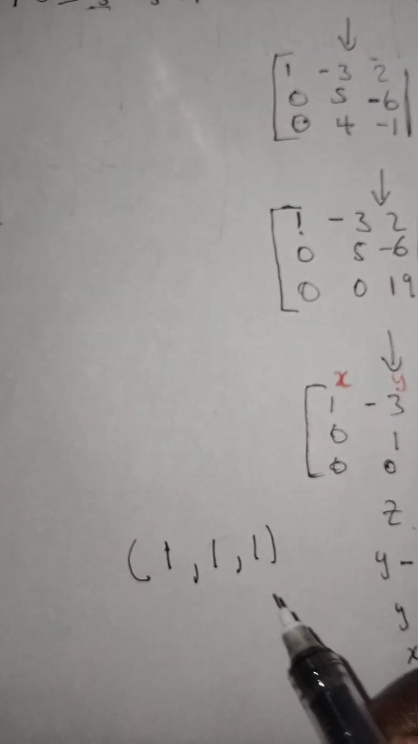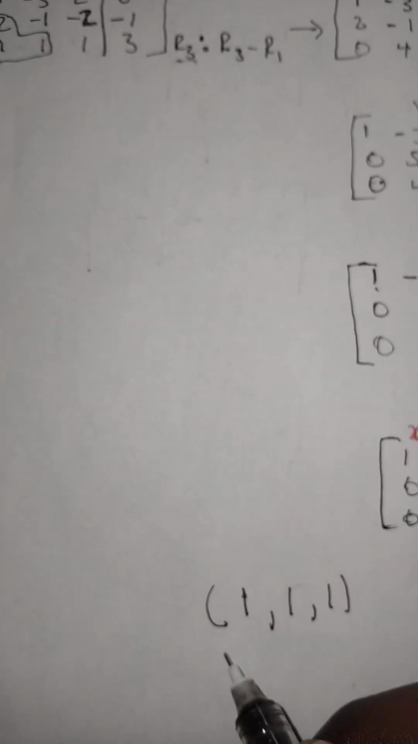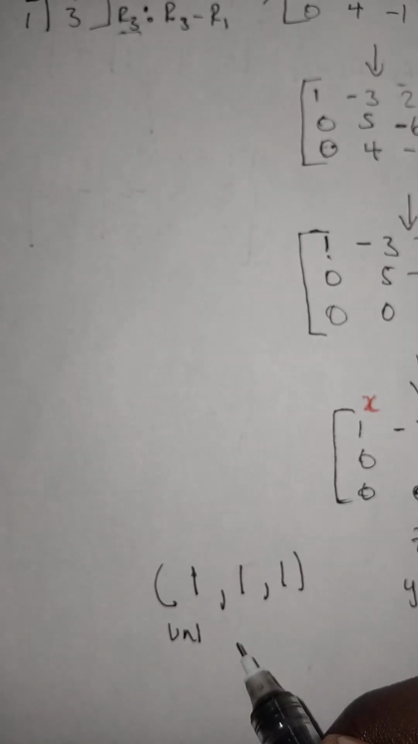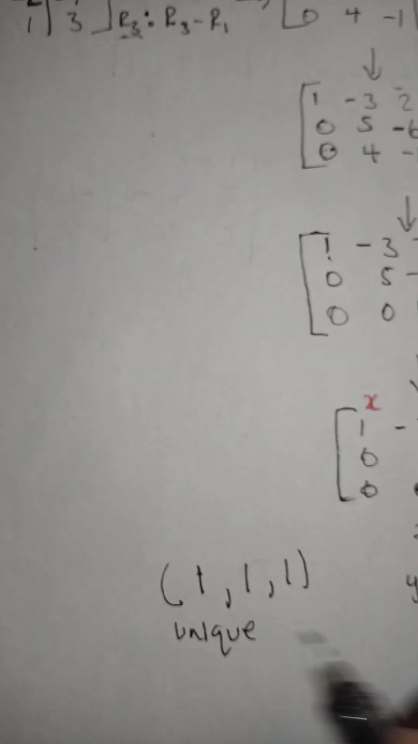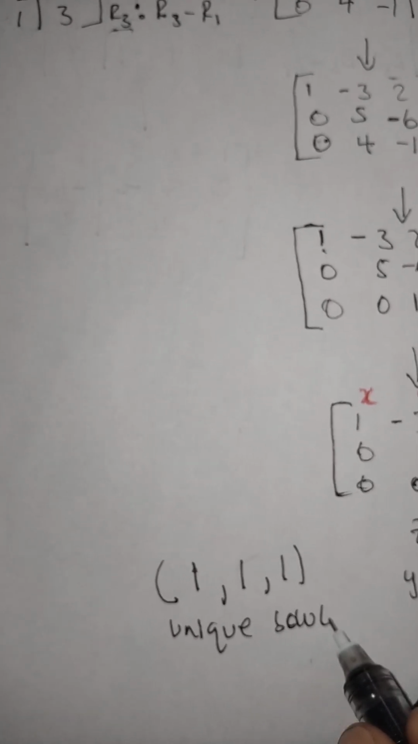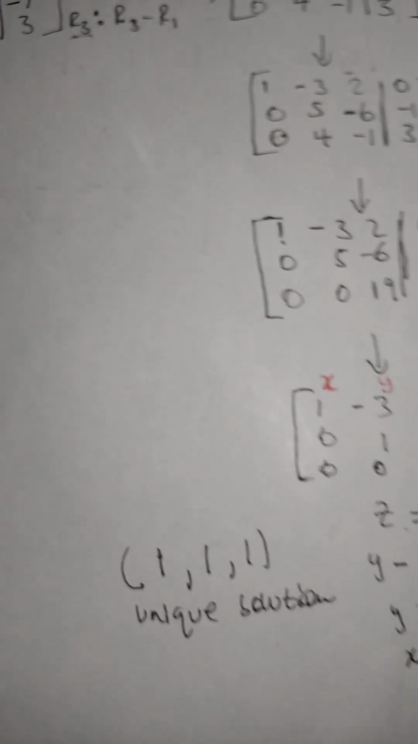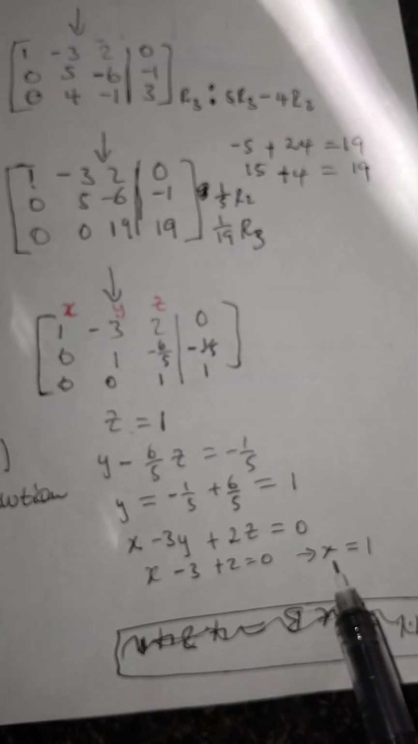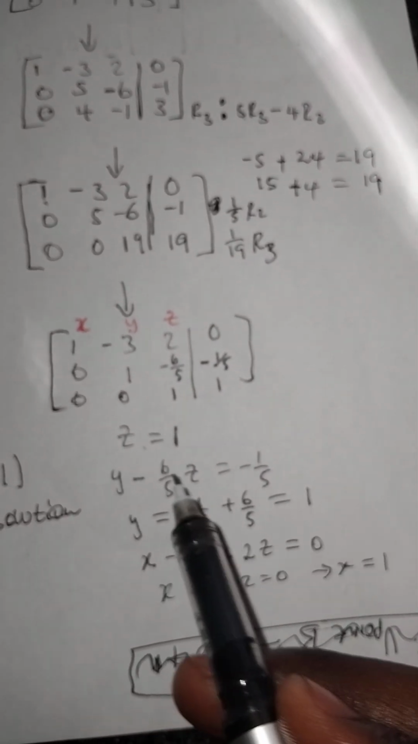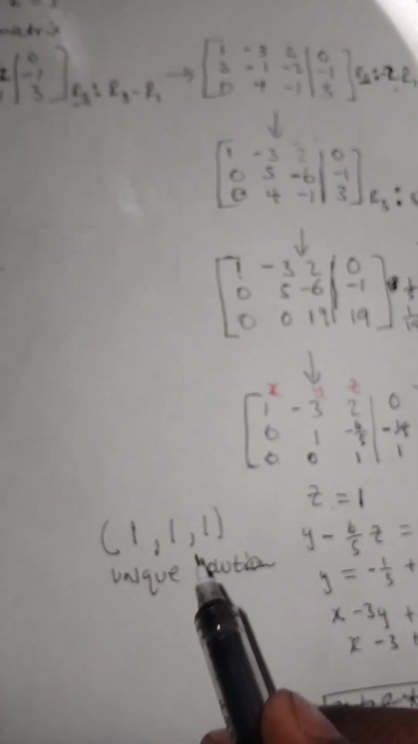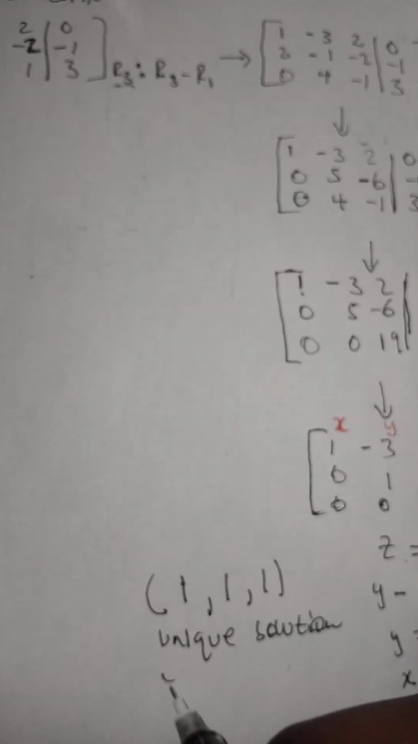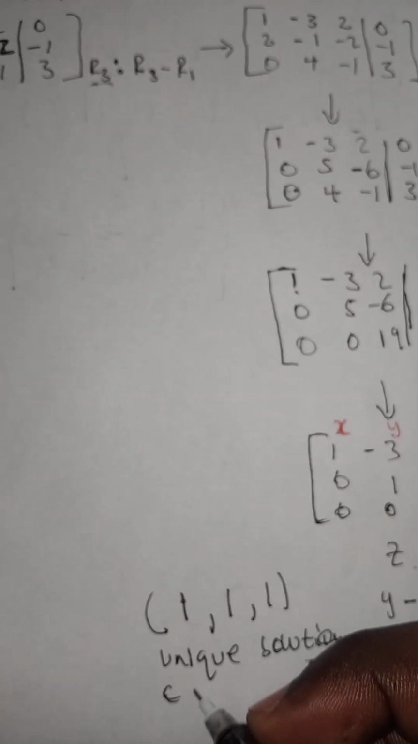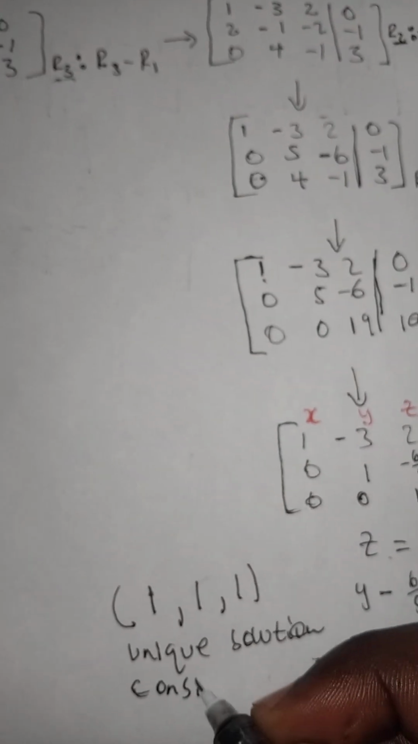This type of solution is consistent. It's what we call a unique solution because it consists of only one solution. There's only one value of x, only one value of y, and only one possible value of z. So it's a unique solution, and we call it consistent.